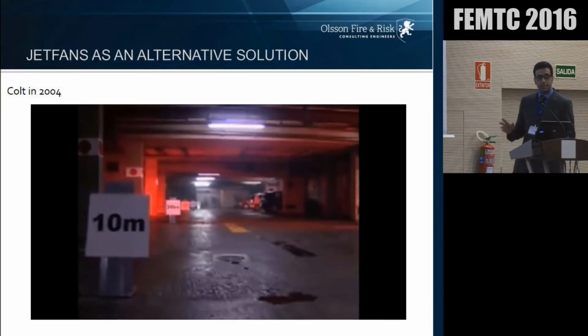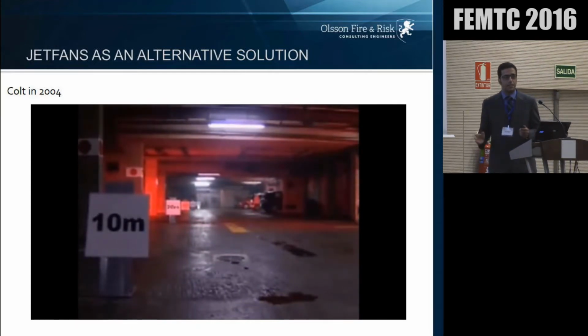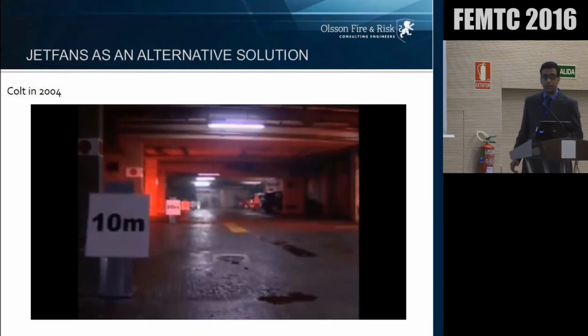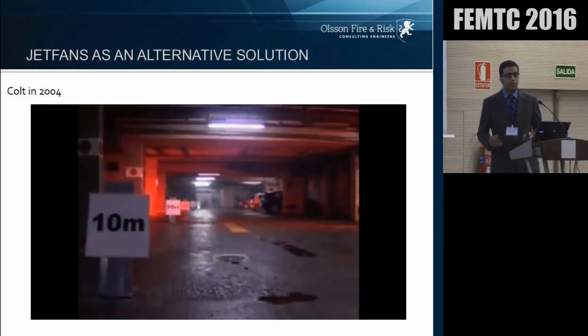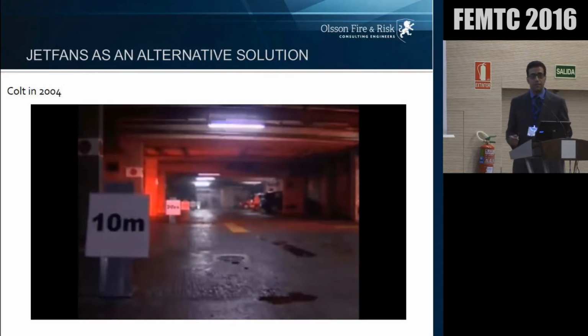So as you can see, the test was terminated here at 30 minutes. Comparing the traditional system with the jet fans, the jet fans are actually a more efficient system to clear the smoke, and even if you compare it to the CO concentration coming from the emissions of the cars, it's a good alternative solution to the traditional system.